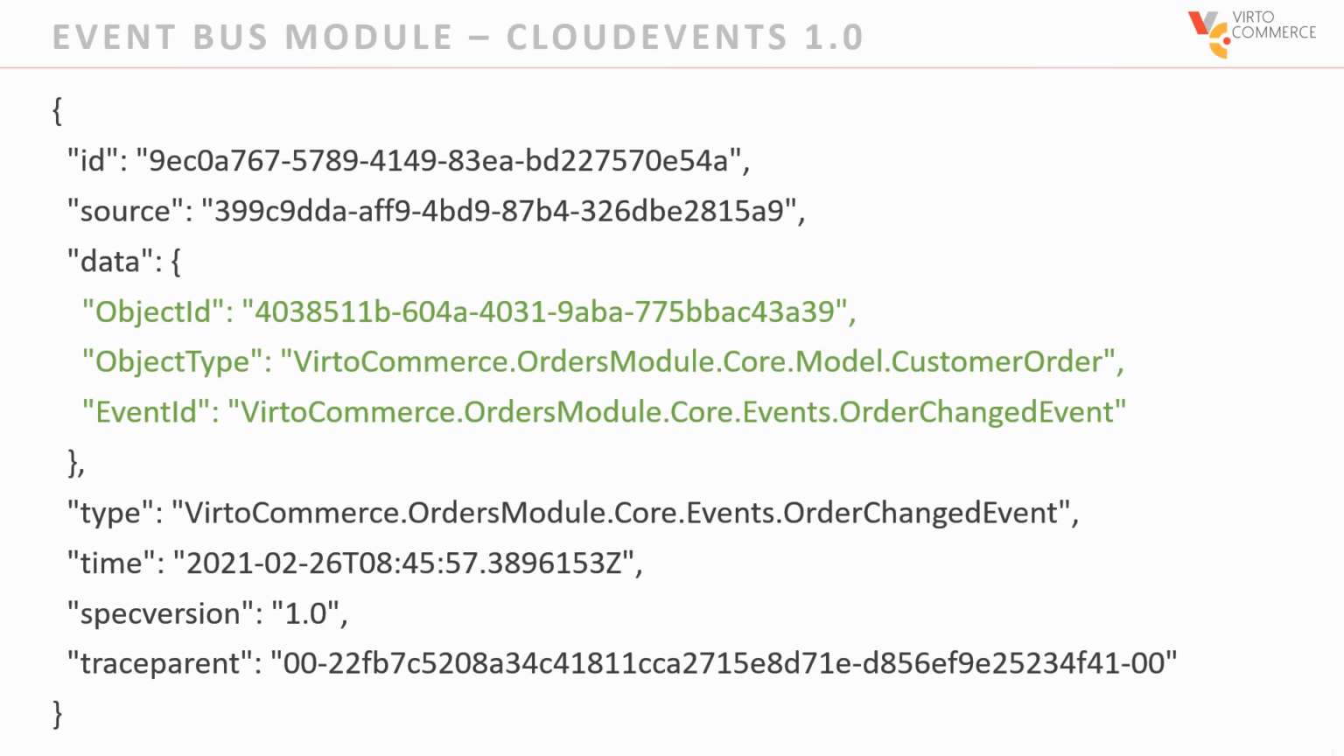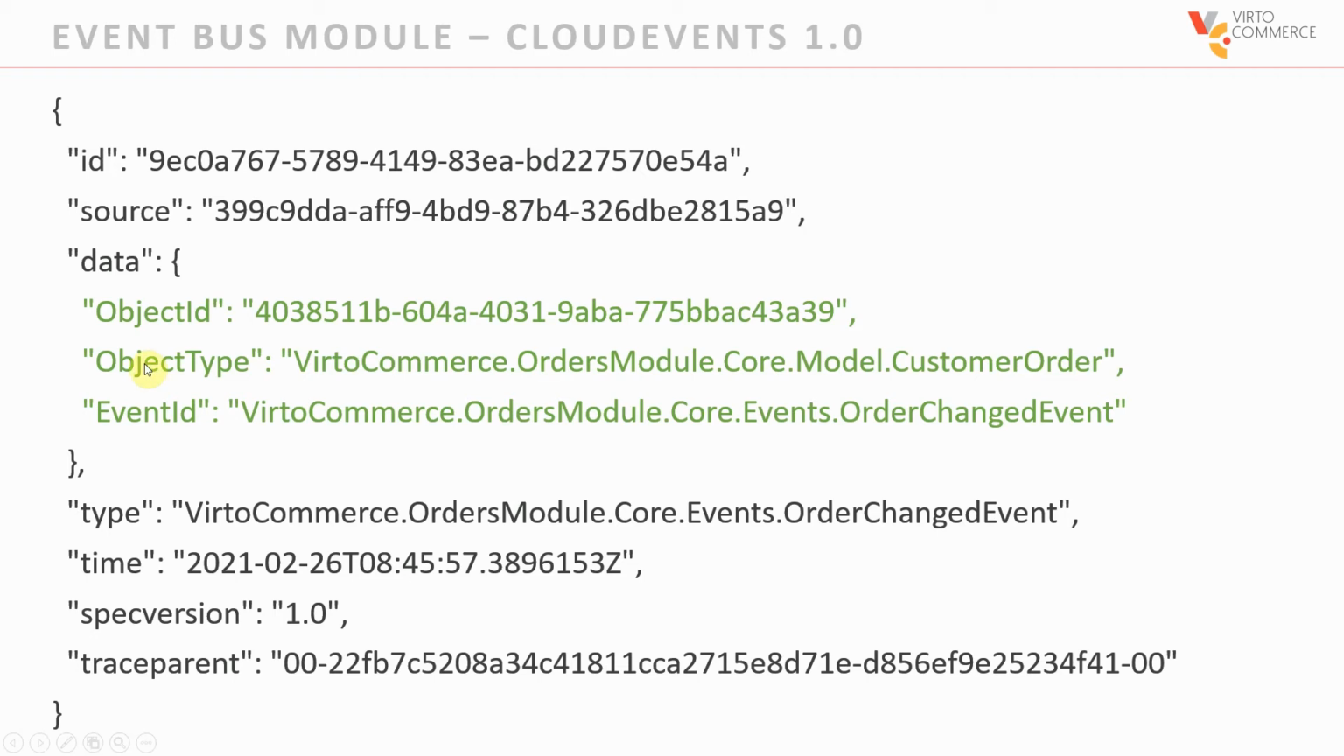Now let's see how things work. When we change the order status, the order changed event occurs. The event bus module catches this event and generates a new one in Azure Event Grid. The body of this event is generated in Cloud Events 1.0 format and contains information about the changed object. First of all, it is an object ID, which is the ID of the changed order in our case.